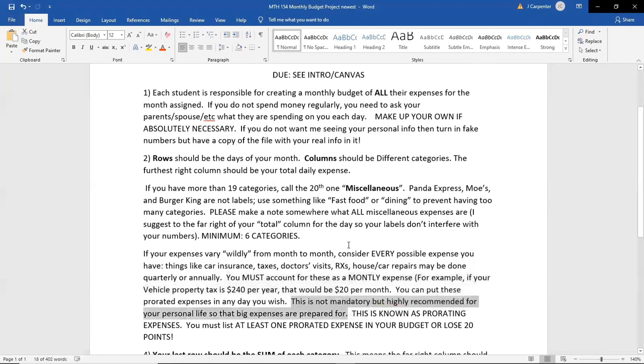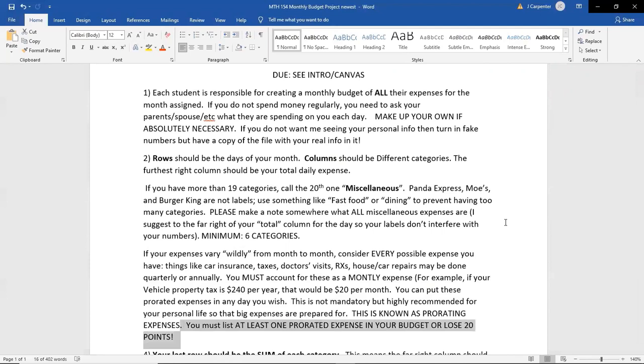So again, prorated expenses, a very, very important concept moving forward in your life, especially for the idea of storing away some acorns for a rainy, cold winter day or something like that. Now, I do say that I need you to list at least one prorated expense in your budget or lose 20 points. I used to actually do an entirely second part of this project, which people messed up more than actually got it right, unfortunately.